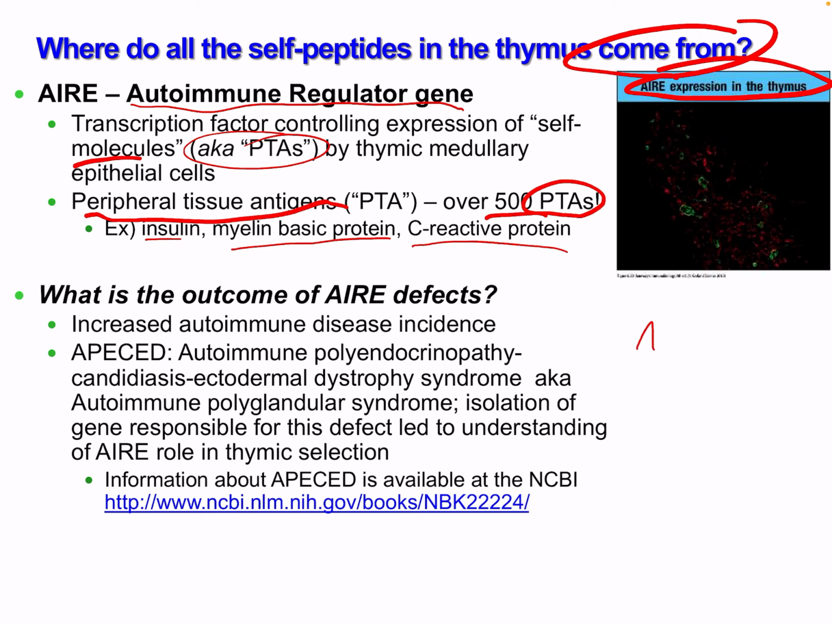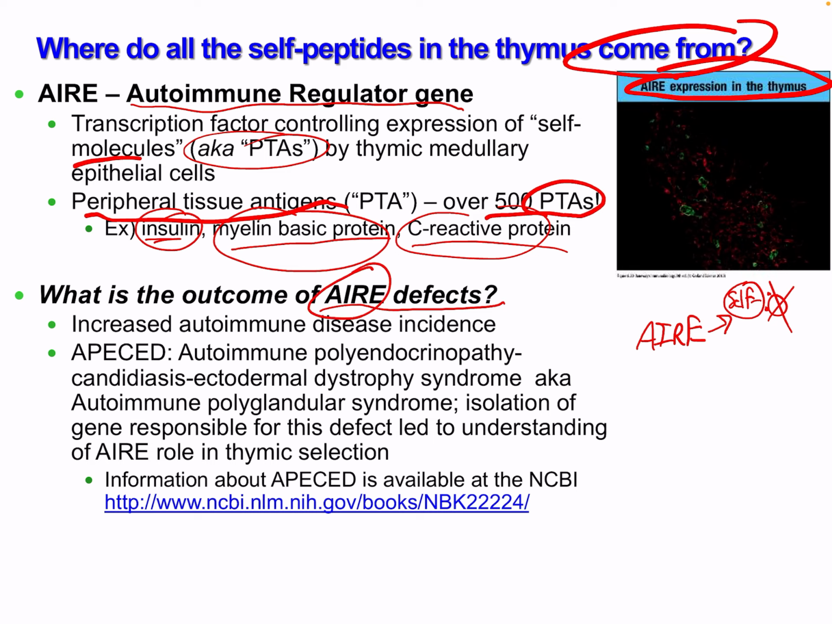So essentially, AIRE in the thymus presents a bunch of our self-antigens. Like, again, insulin. We don't want self-reactive insulin, which is seen in type 1 diabetes; myelin basic protein, which is seen in other diseases; and CRP. These are presented to the T cells in the thymus, and if they're too self-reactive to these through negative and positive selection, they're removed. We want them to have tolerance to these things. Again, we can have defects in this, which is not good. If you have a defect in AIRE, or autoimmune regulator, there's increased autoimmune disease incidence.